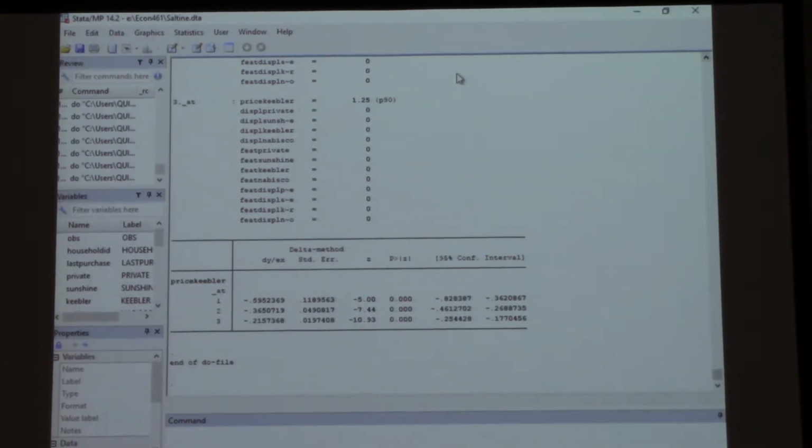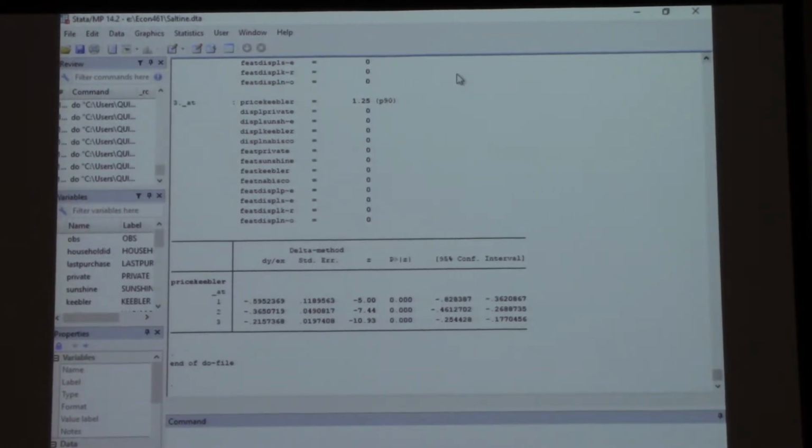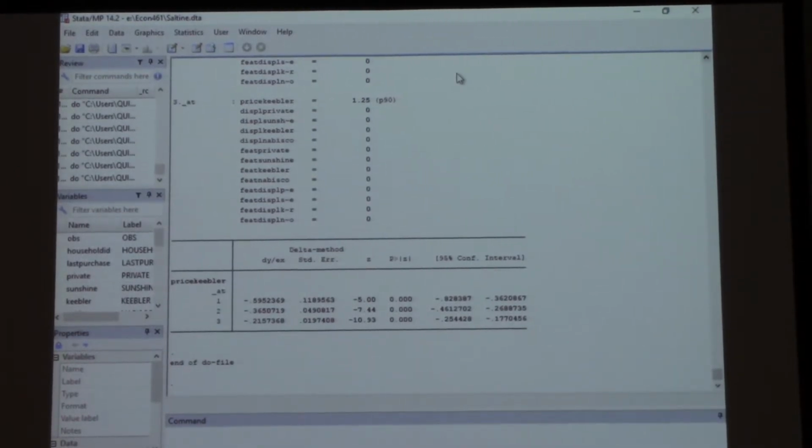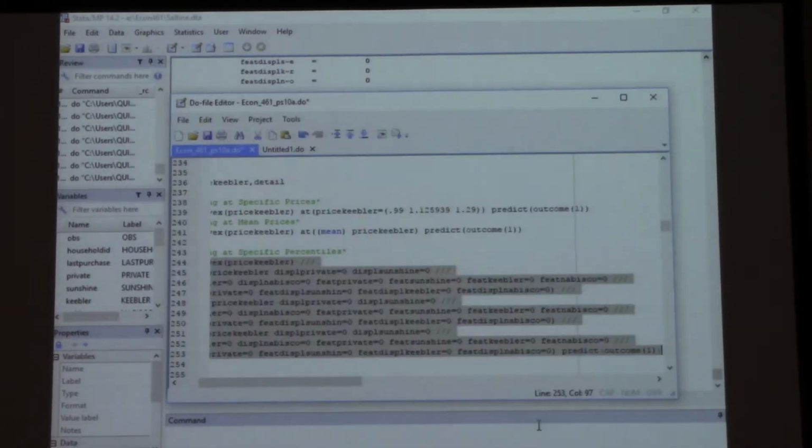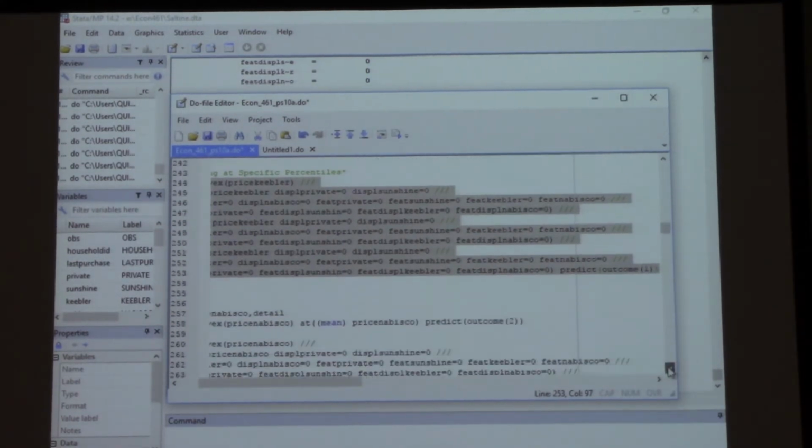So for a small change in price at the 10th percentile, a 1% increase in price will lead to a 0.59 percentage point decrease in the probability of choosing it. At the mean, it's a little bit less, and at the 90th percentile, it's a little bit less also. So this just means we can do stuff.